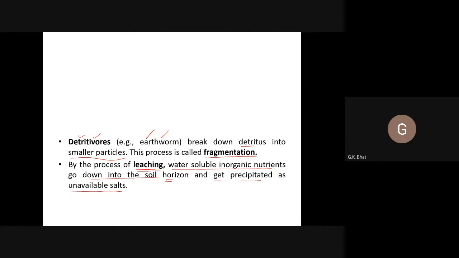So when the earthworm acts on this detritus, when the dead plant body and remains get fragmented, at the same time, because of the rainfall and rainwater, whatever inorganic nutrients are soluble in water, this water along with the dissolved nutrients goes down, and this process is called leaching.